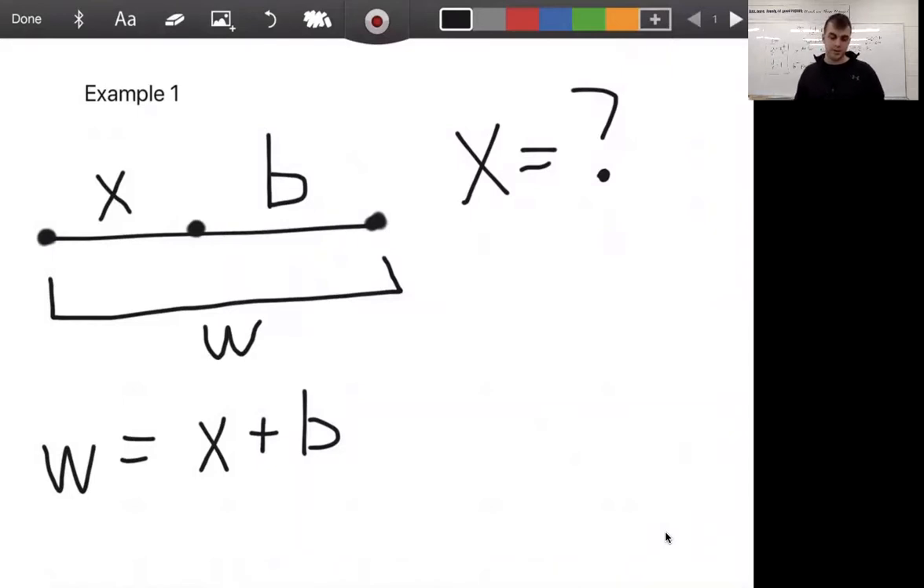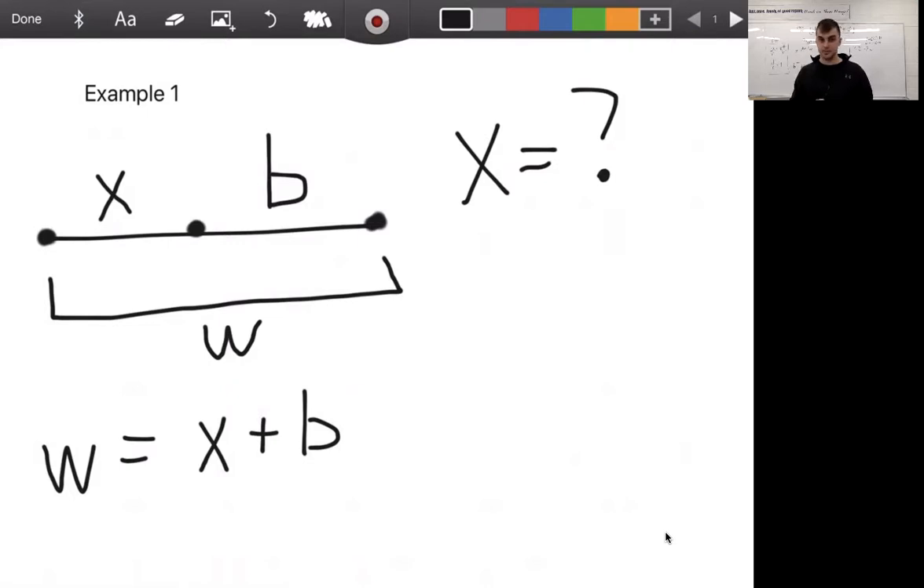Your equation that they're giving you, well, they give you a line there, and it is 2 segments. It's segment X and segment B, and the entire length is W. So obviously, it's kind of common sense here. W is equal to the X segment plus the B segment. So X plus B equals W. Now, the question that they're telling you is you're supposed to solve for X. And you can ask yourself the question, well, how am I supposed to do that? How do you get X by itself there?